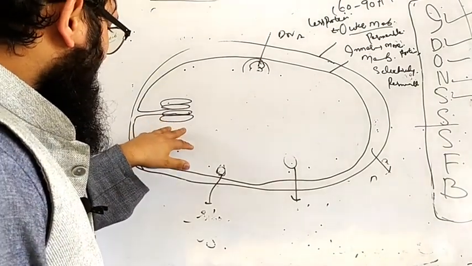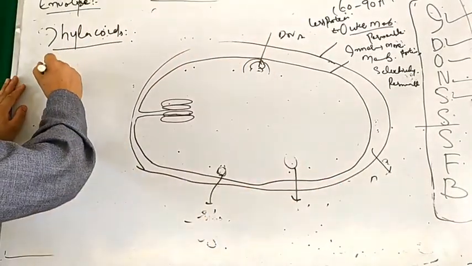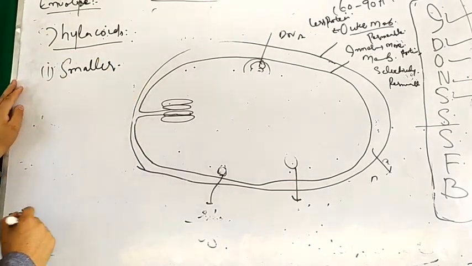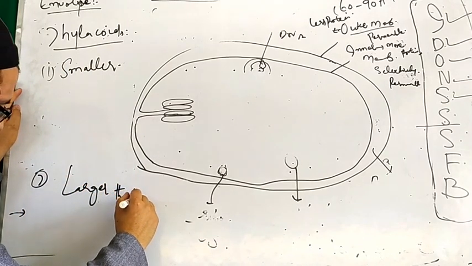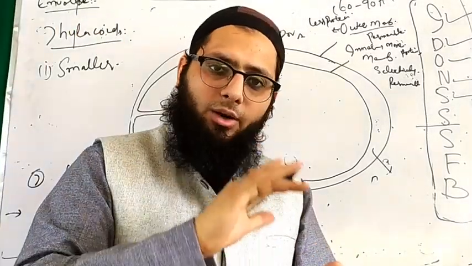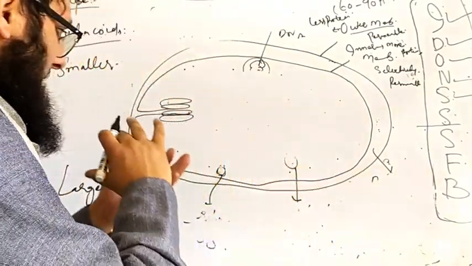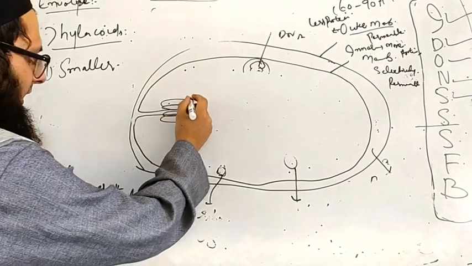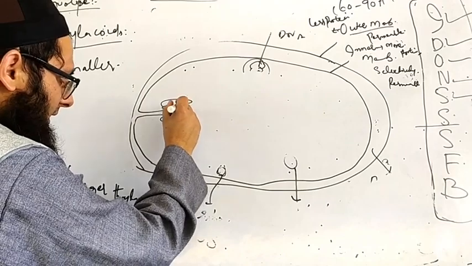Third thing about these thylakoids: they are of two types. They can be smaller thylakoids, or they can be larger thylakoids. Smaller thylakoids pile one upon another, they stack on one another, like piles or stacks of coins. So these are the small thylakoids, stacked one upon another like this.